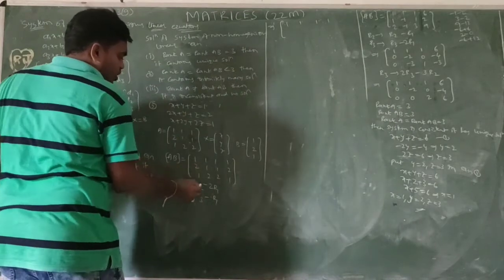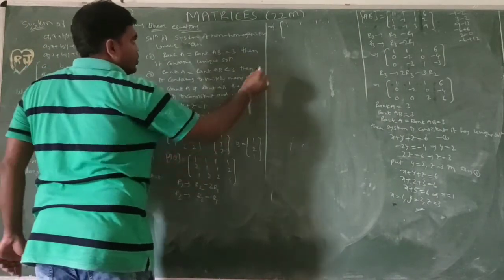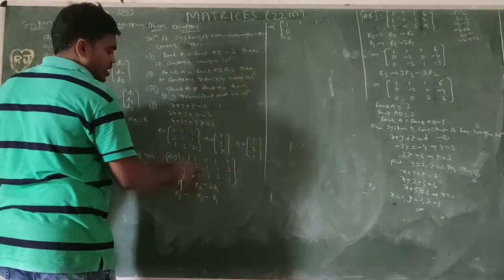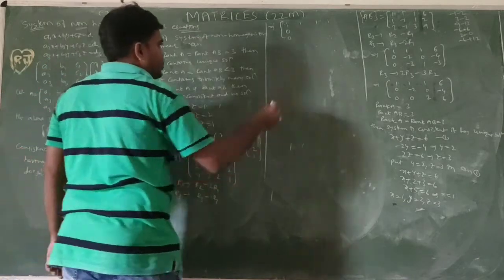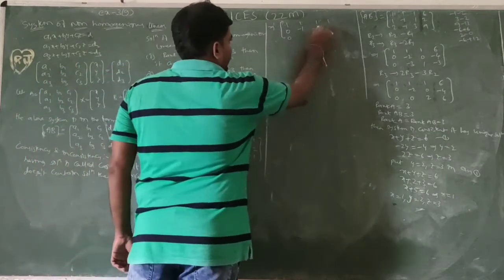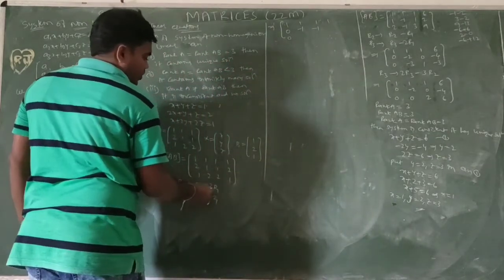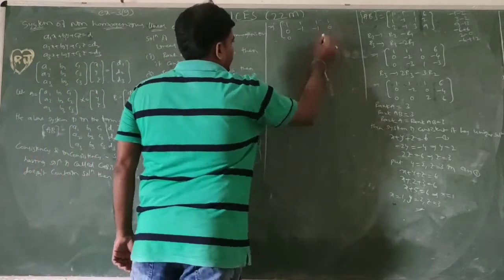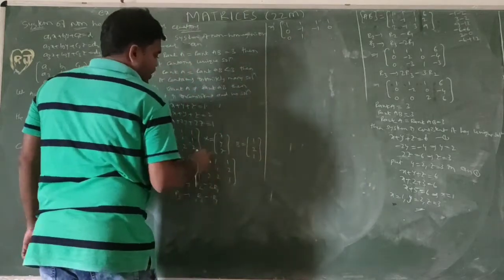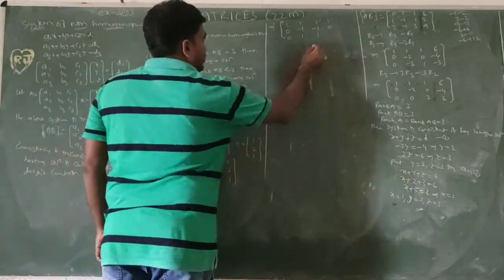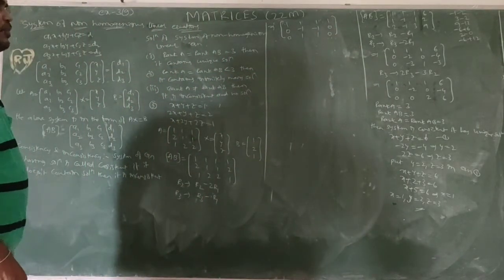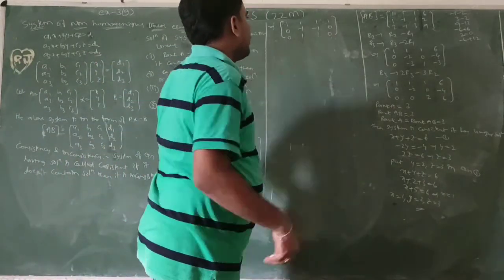Second row: 2 minus 2 is 0. These entries should already be 0, that's why we write the operation. 1 minus 2 into 1 is minus 1. 1 minus 2 into 1 is minus 1. 2 minus 2 into 1 is 0. Next, 1 minus 1 is 0. 2 minus 1 is 1. 2 minus 1 is 1. 1 minus 1 is 0. Now we observe this element should be equal to 0.